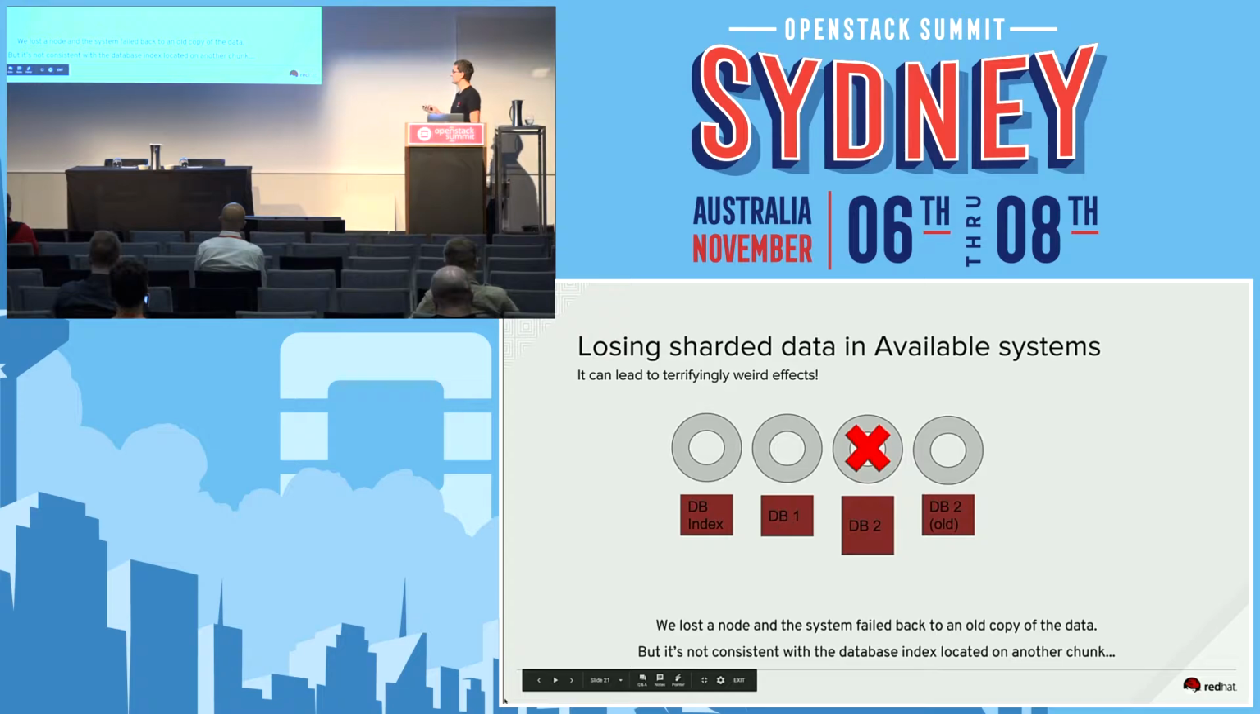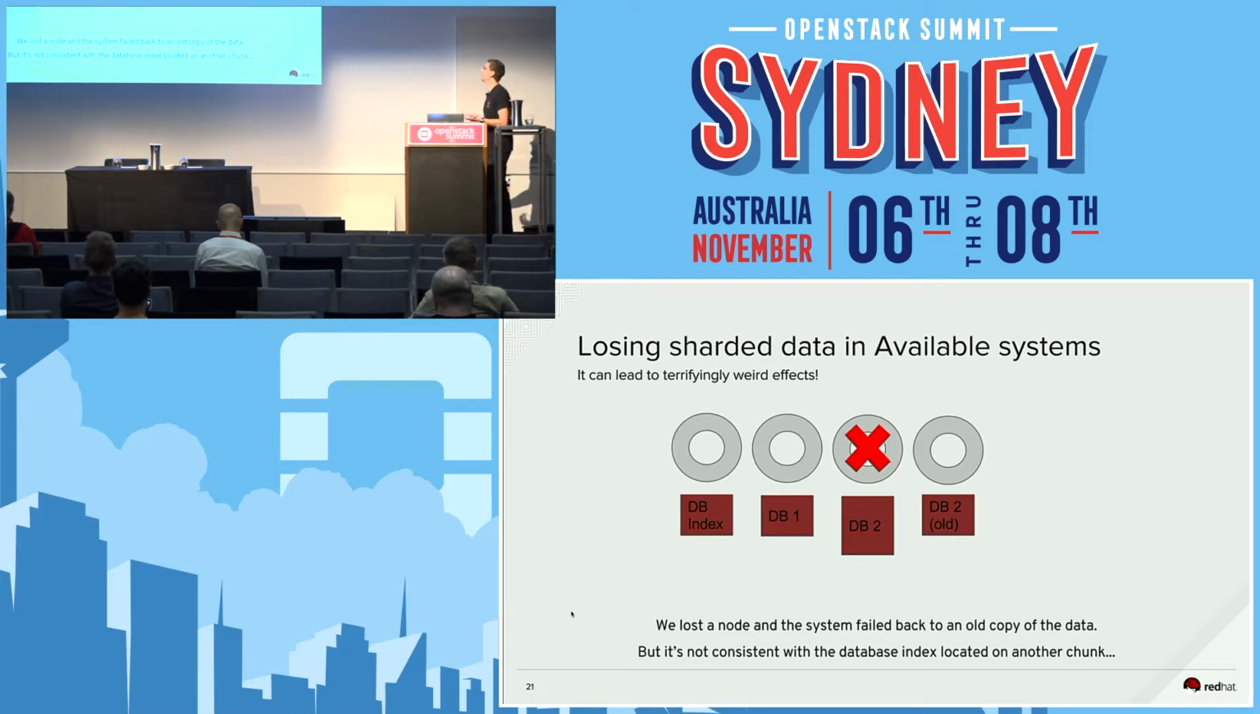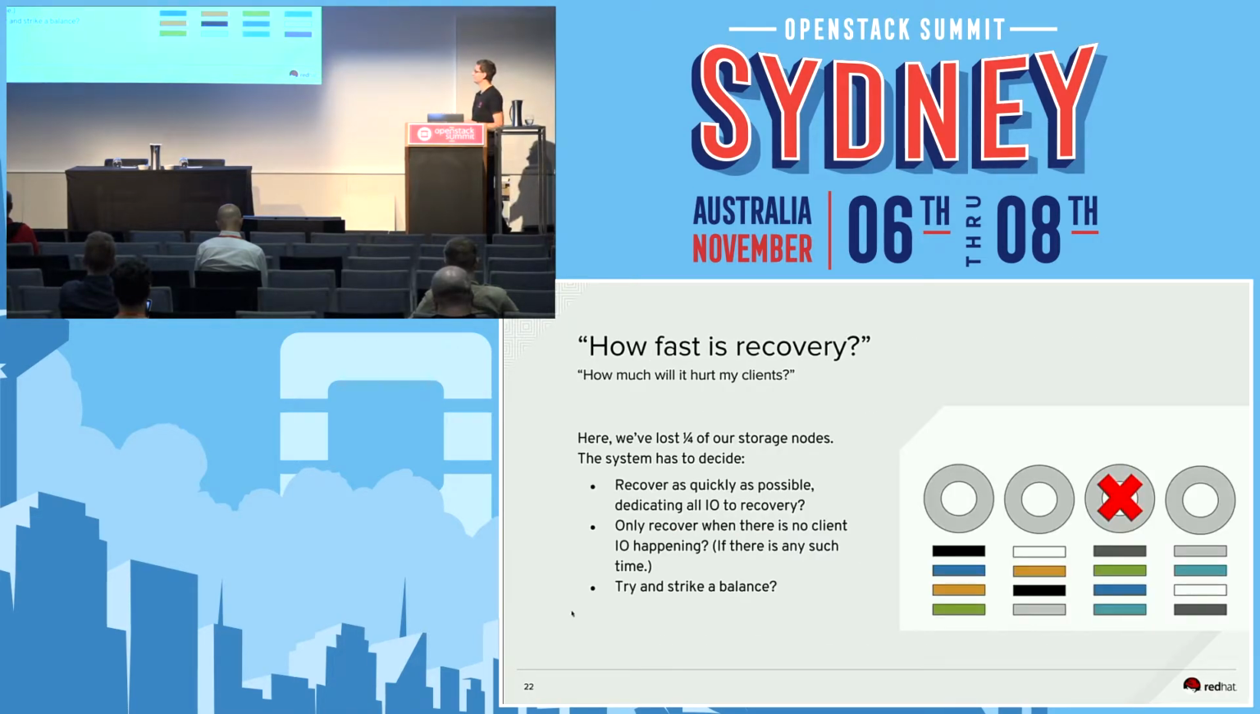So if we have an available system, then the storage system is going to start serving up that data from the old one because it doesn't have the new one. It wants to tell you about it, but it's not consistent with the index. So what are you going to do?